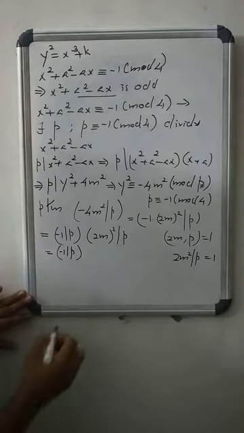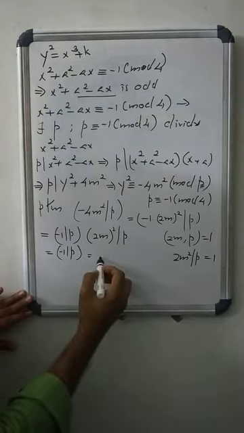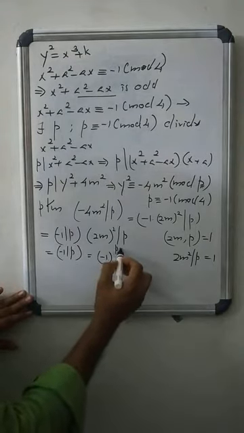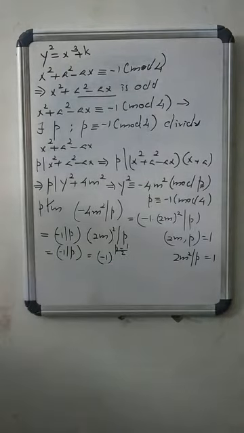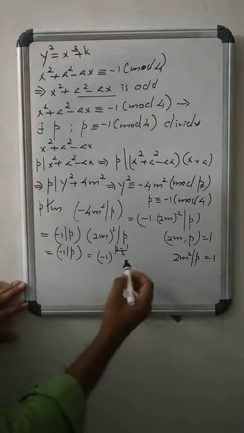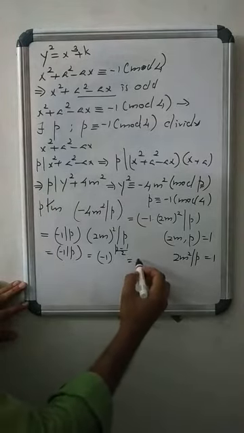What is minus 1 by p? When p is odd, the evaluation of minus 1 by p is minus 1 power (p minus 1) by 2. Since p is odd, p minus 1 is even, so it is (p minus 1) by 2, that equals 1 itself.